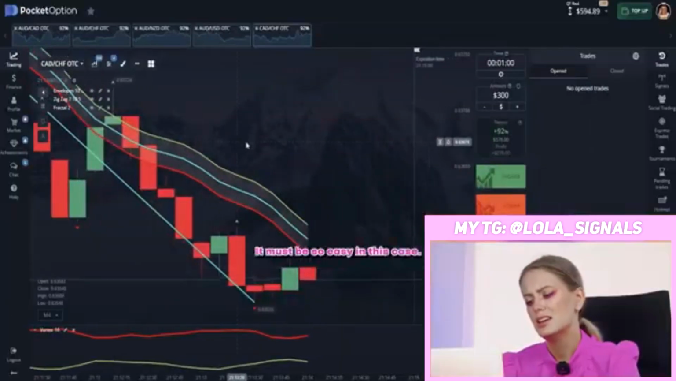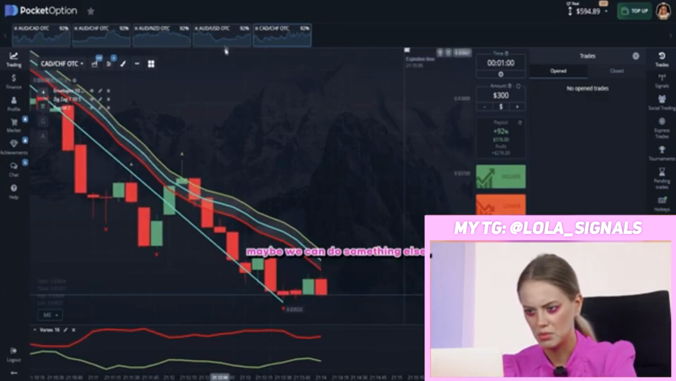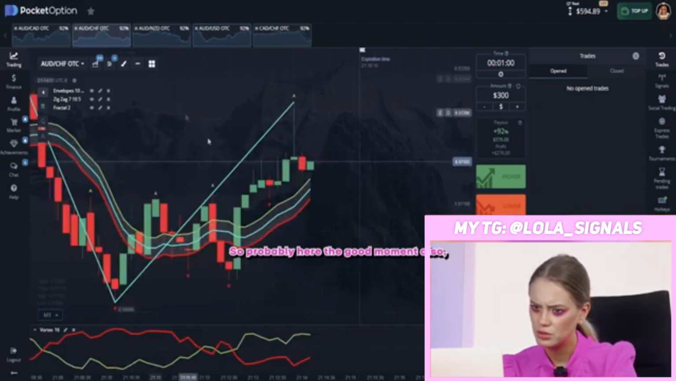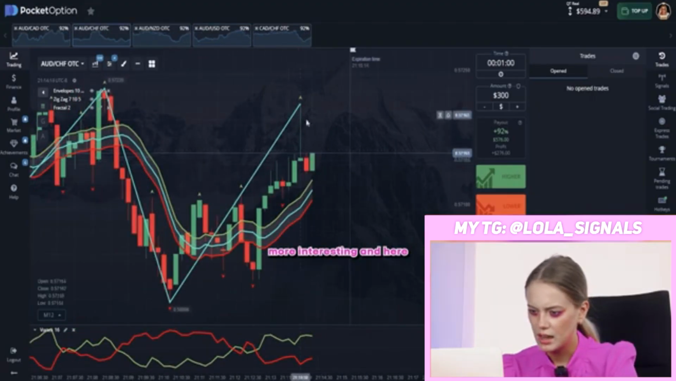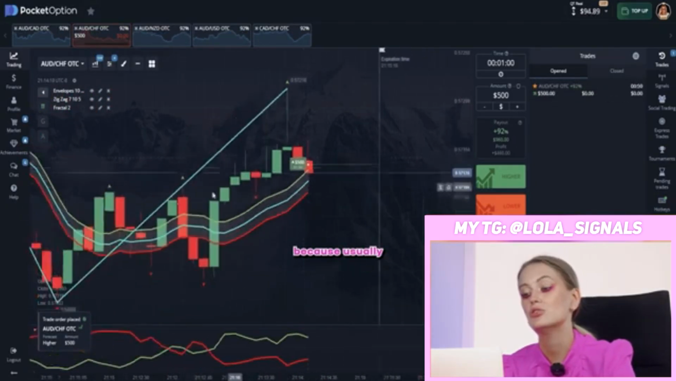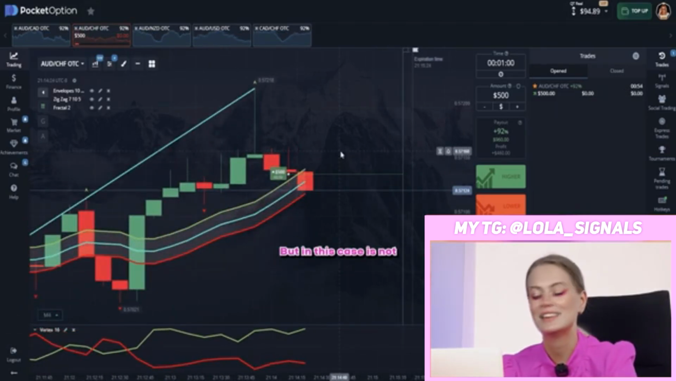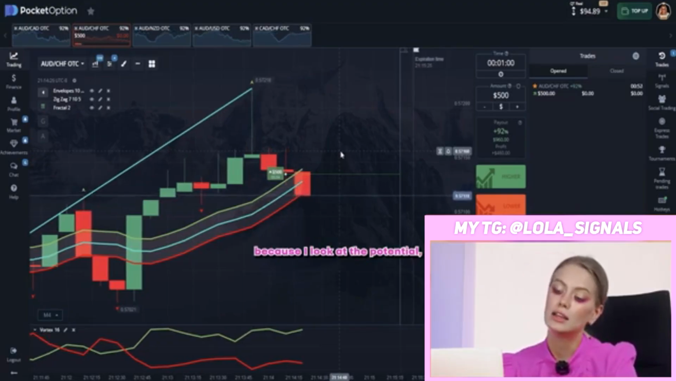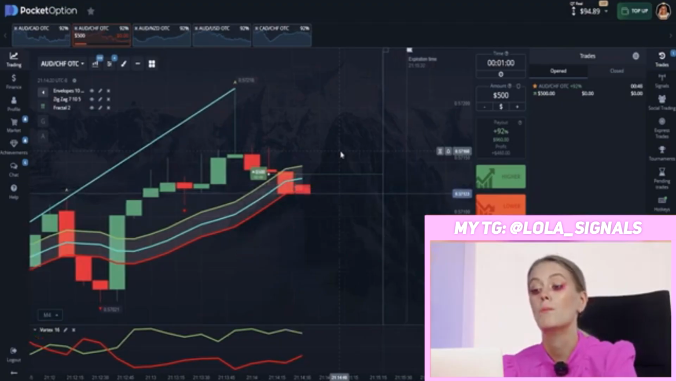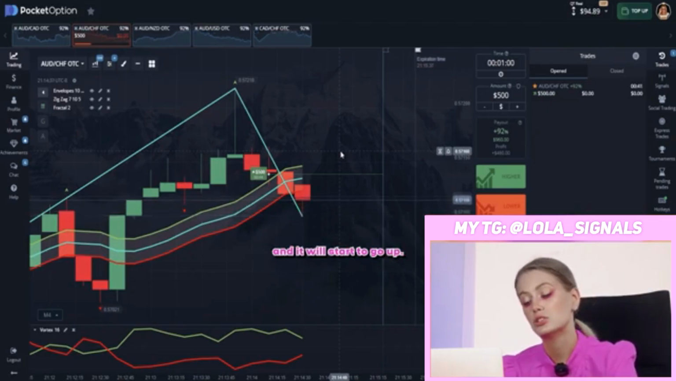Let me just think a bit. It must be so easy in this case, but let me just think, maybe we can do something else. So probably here is a good moment also, and I want to find something more interesting. And here probably I will put 500, and you can be confused because usually you have to put it on the down position when you see something like this, but in this case not, because I look at the potential. You see the highest point of fractal, so probably it has the big potential to go more up, and it must achieve it, or it will go to the lowest point and it will start to go up.